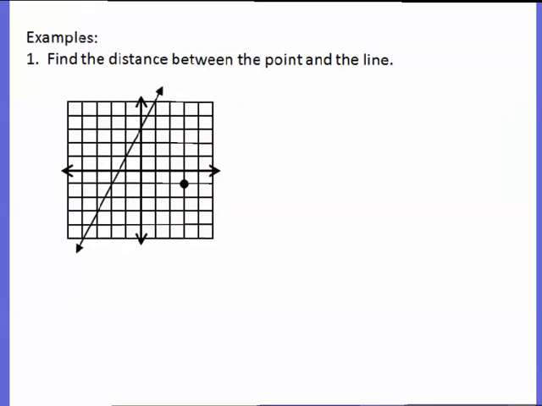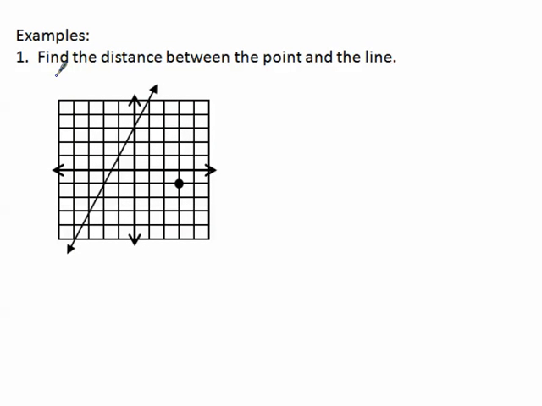So now let's take a look at some examples. 1. Find the distance between the point and the line. So first of all, remember when we think of the distance between a point and the line, we want to think perpendicular. So if I'm in a coordinate plane, I have to remember about slopes of perpendicular lines. I remember perpendicular slopes are opposite reciprocals. Opposite reciprocal slopes make perpendicular lines.